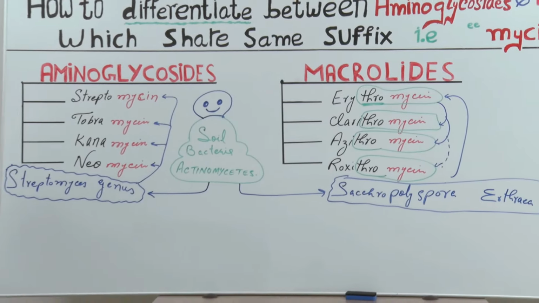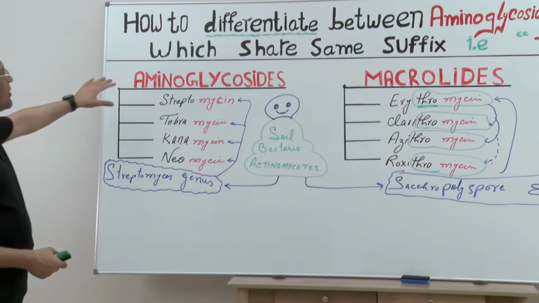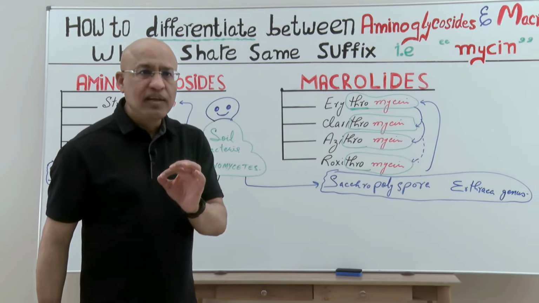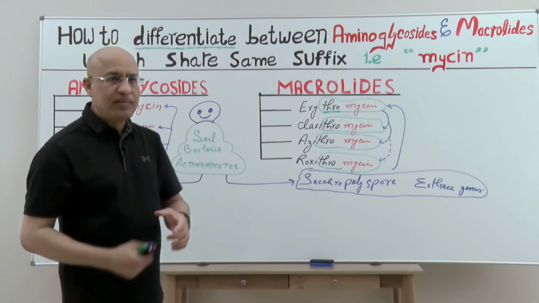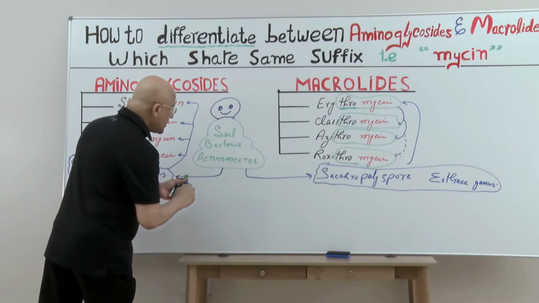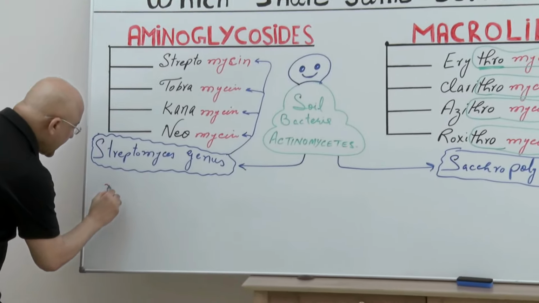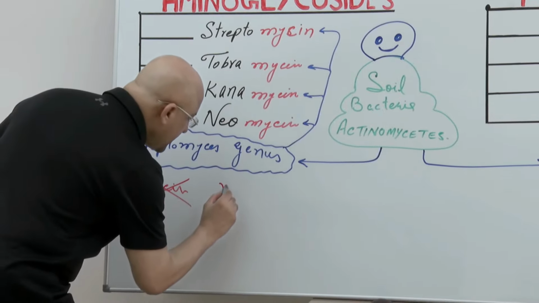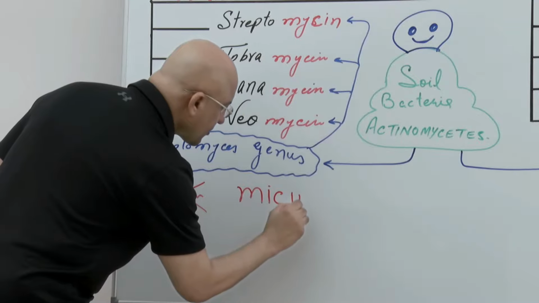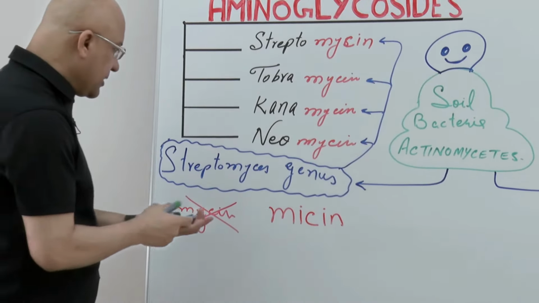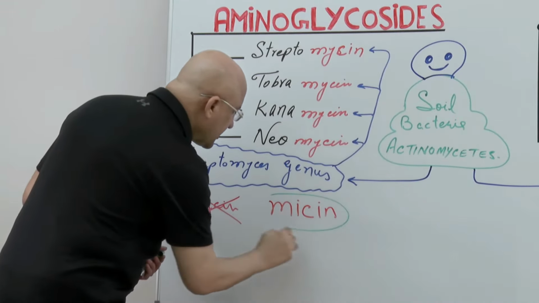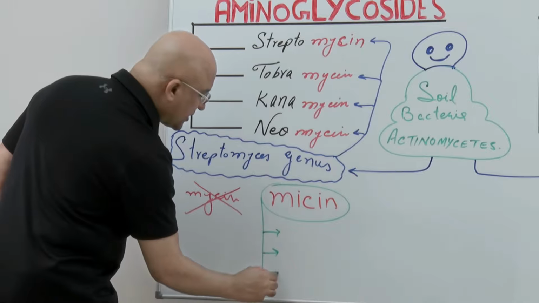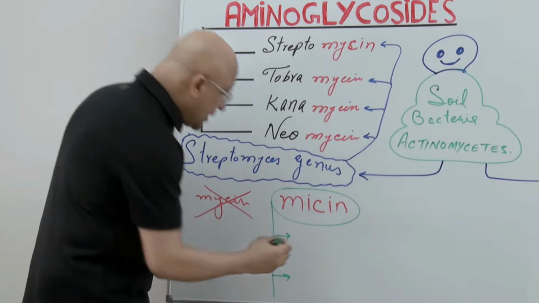But let's come back, because one of the students also asked me that some of the aminoglycosides don't end up at "mycin", they end up at "micin". Why is so? These are also aminoglycosides, I'm going to write them, but they don't end up at mycin, they end up at micin. For example, there is gentamicin.